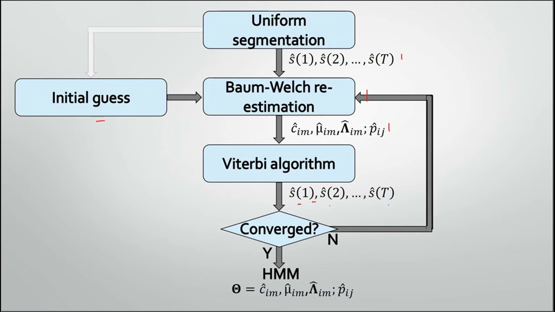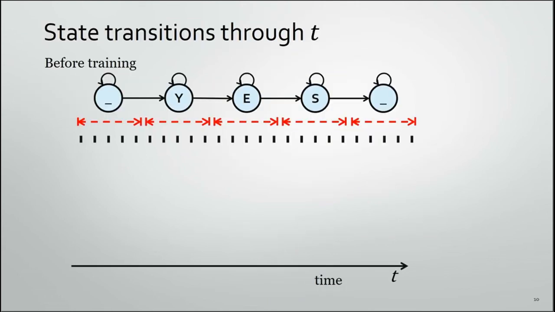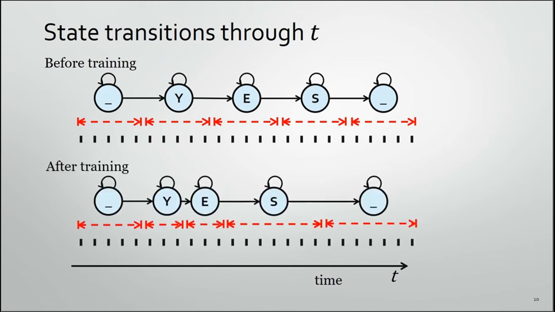At the end, we obtain the hidden Markov model for the English word yes or any other word, which is theta. The parameters are Cim, Mu im, lambda im, and Pij. And so this is what we assumed before training. We assumed uniform segmentation. Each phoneme was given an equal number of time steps. But after training, it's no longer the same. We now actually have a very good estimate of the amount of time that the HMM spends in each state.